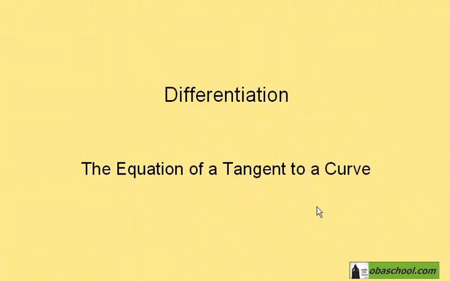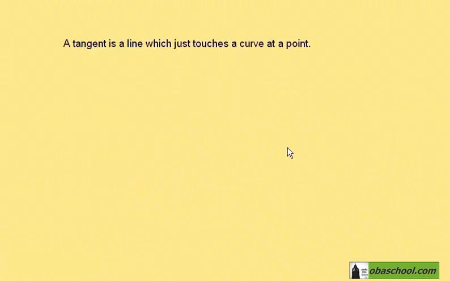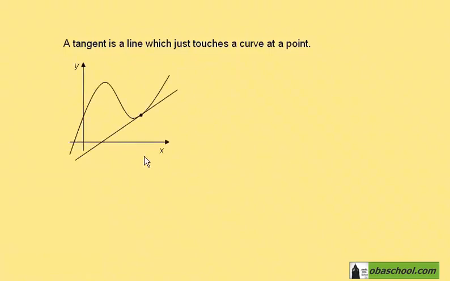We're now going to look at how to find the equation of a tangent to a curve. A tangent is a line which just touches a curve at a point. Here we can see that we have a curve. At this point here, this straight line just touches the curve, so this is the tangent to the curve at this point.